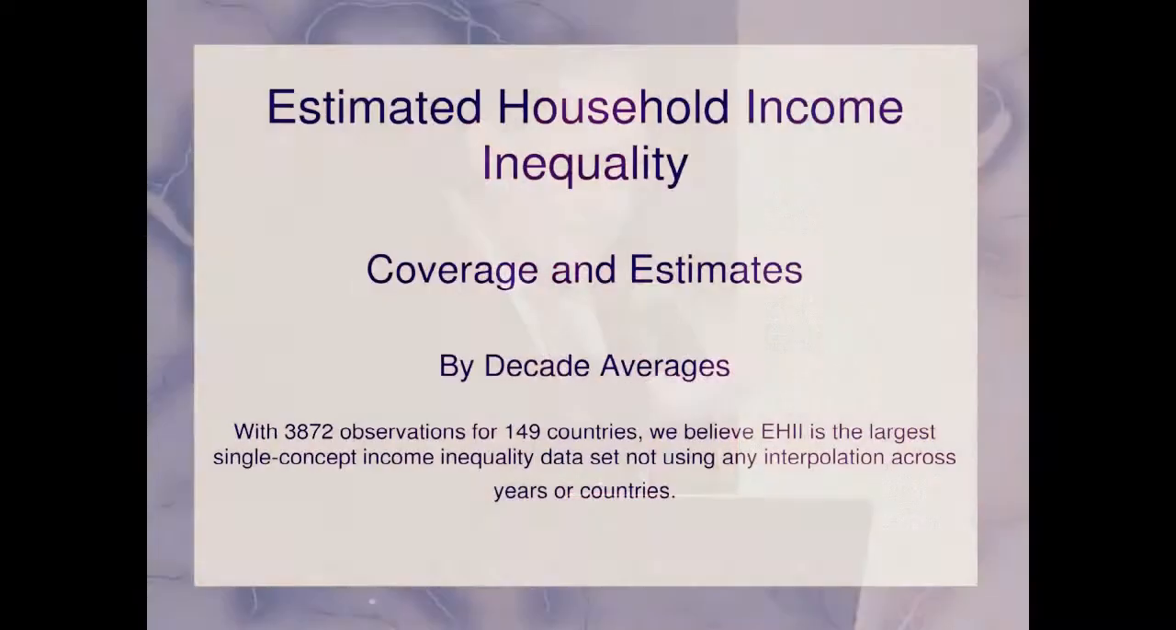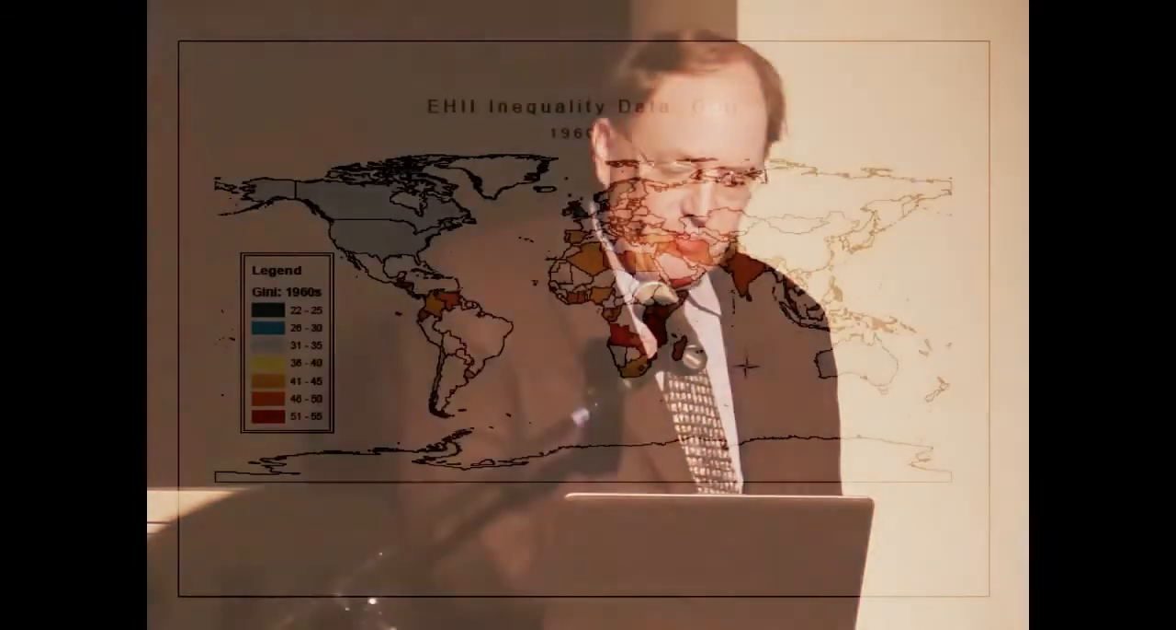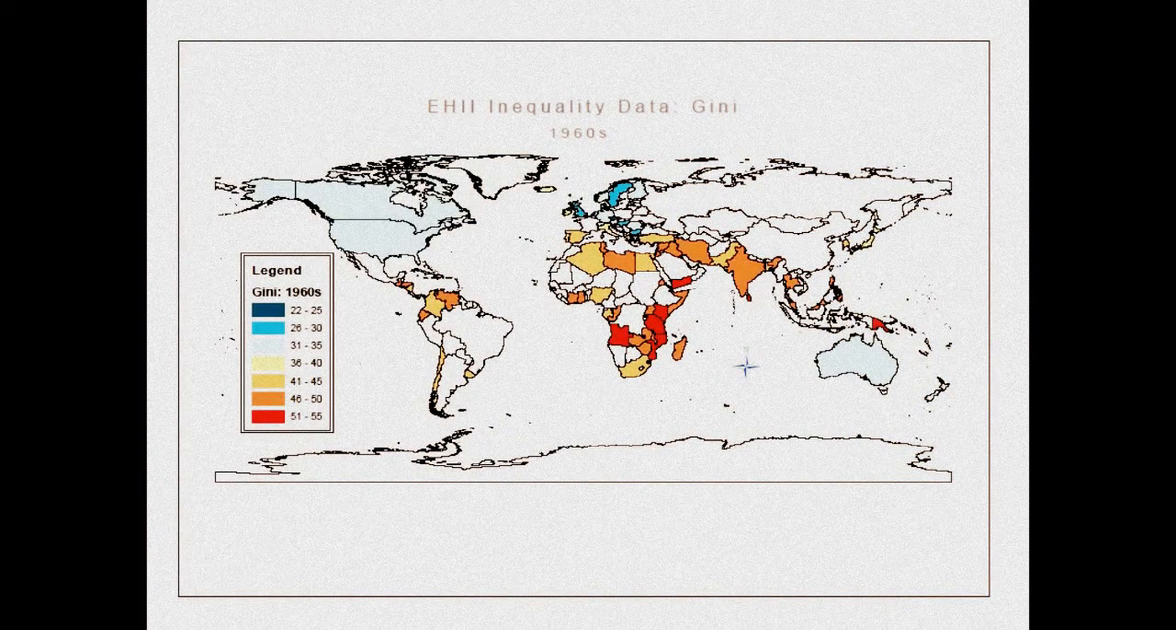We have, over the course of some years, put together what we believe to be about the largest consistent set of inequality measures available anywhere in the world. This is estimated household income inequality, as you can see, and it's possible to represent them decade by decade in a very simple way on a map with a color scheme that runs from the blues for relatively low inequality to the yellows and oranges and reds for the highest levels of inequality.